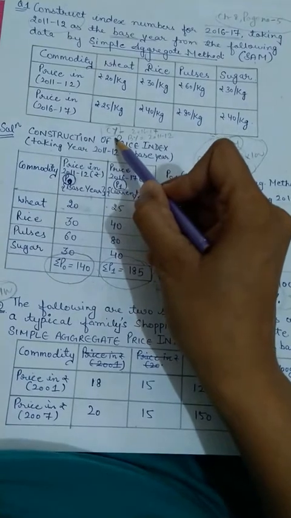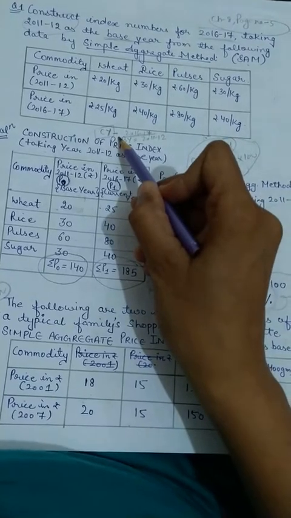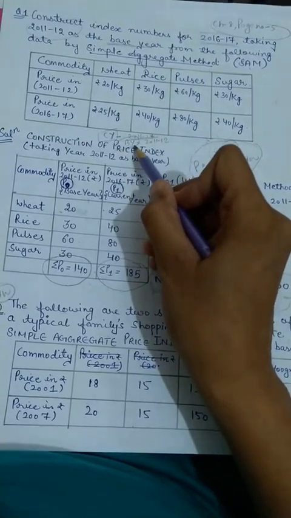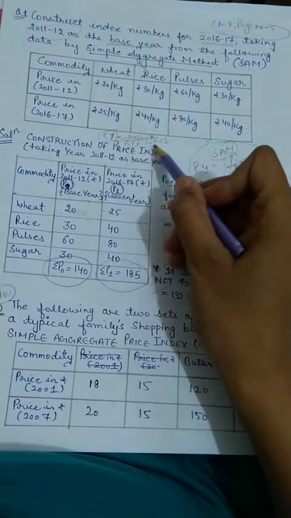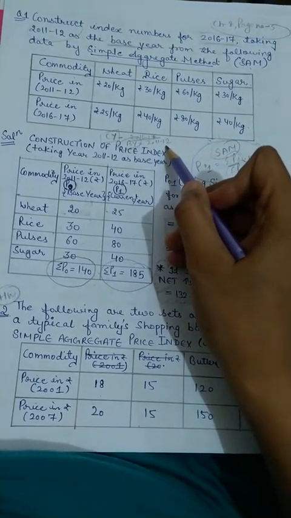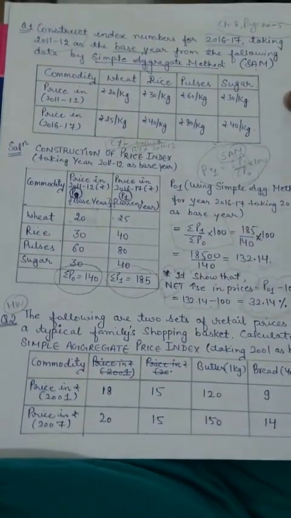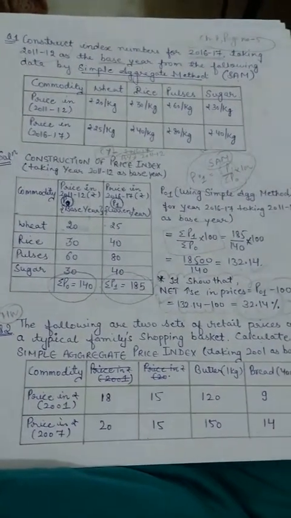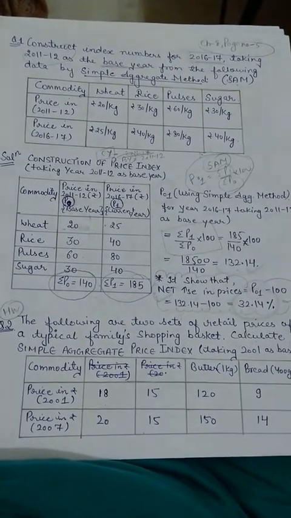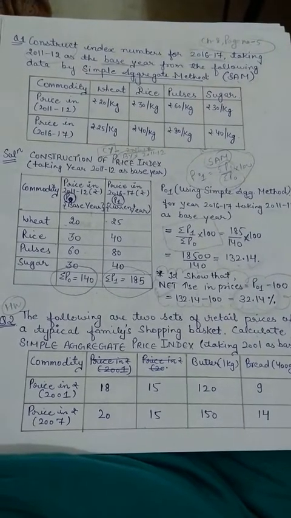CY means current year. Current year we are taking as 2016 and 2017. Now here BY means base year. Your base year is taken as 2011 to 12. Now in the table we will be writing these values by taking utmost care and representing them with the accurate symbols of P0 and P1, because as we all know, P0 is the prices of the base year, and P1 is the prices of the current year.